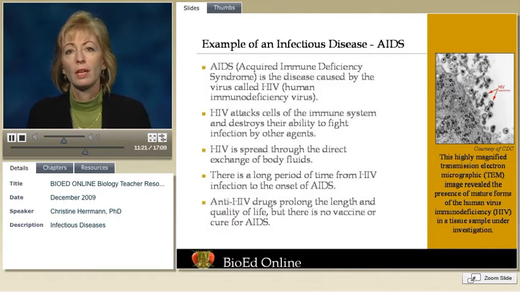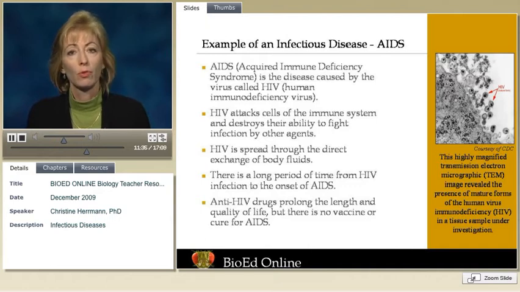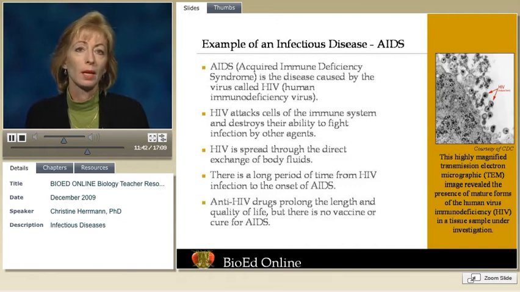The most devastating infectious disease of our time is AIDS, or acquired immune deficiency syndrome. This disease is caused by the virus called HIV, which stands for Human Immunodeficiency Virus. In 2006, approximately 40 million people were living with HIV, and about 3 million people died of AIDS. HIV attacks cells of the immune system, primarily cells known as CD4+ cells.